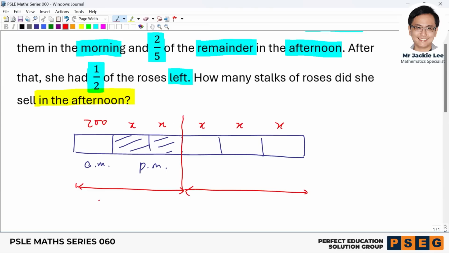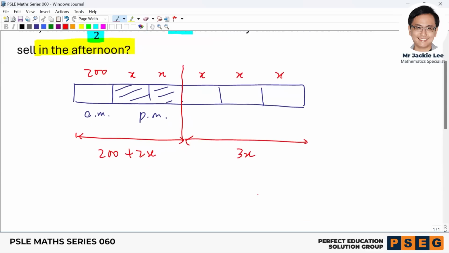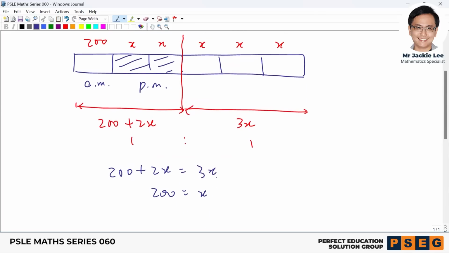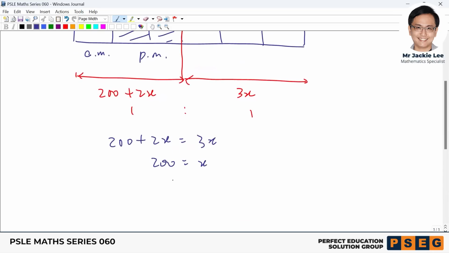So isn't this part 200 plus 2x? This one is 3x, right? So they are equal now, because these two are supposed to be 1-to-1. So we can just form a simple equation. Then we have 200 plus 2x is 3x. Obviously after you shift, x is equal to 200. The question is asking for the afternoon, right? Afternoon is only 2x. So the answer is 2x, then times 2, the answer is just 400.